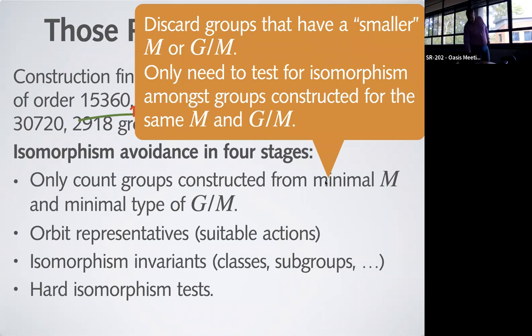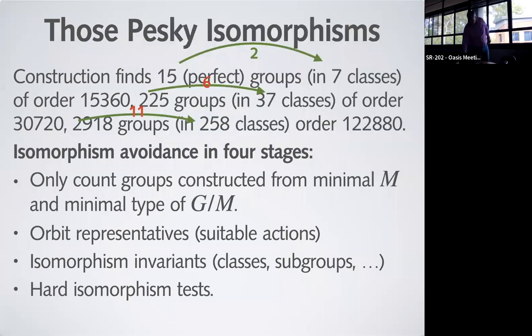Yeah, the nice thing with this lexicography is also that basically this will discard groups where the module is smaller, or the factor group type is smaller. So the only isomorphism tests left are amongst groups that are constructed for the same module and the same factor group type. This big set, remember the A choose 2 isomorphism tests, which were hard, is now split into many, much smaller classes, amongst which I only need to do isomorphism tests. And that's what makes it feasible.